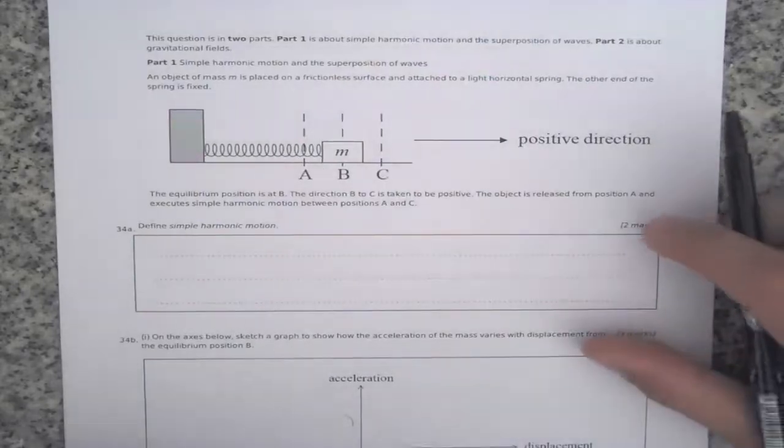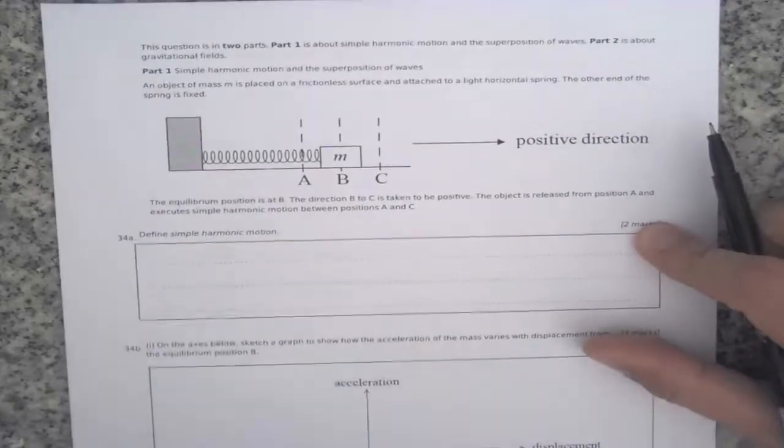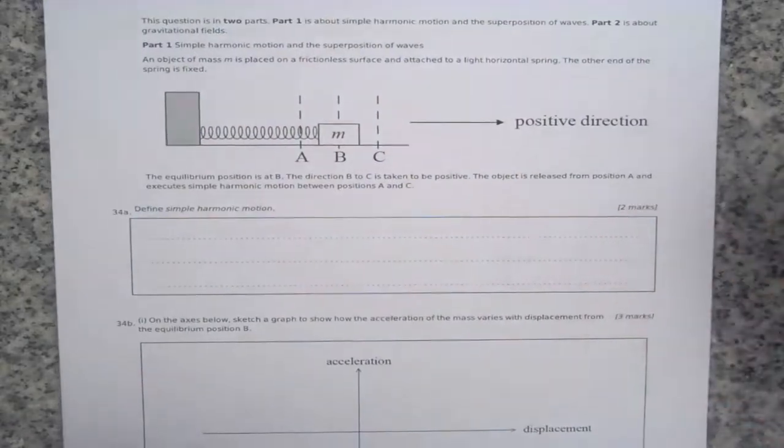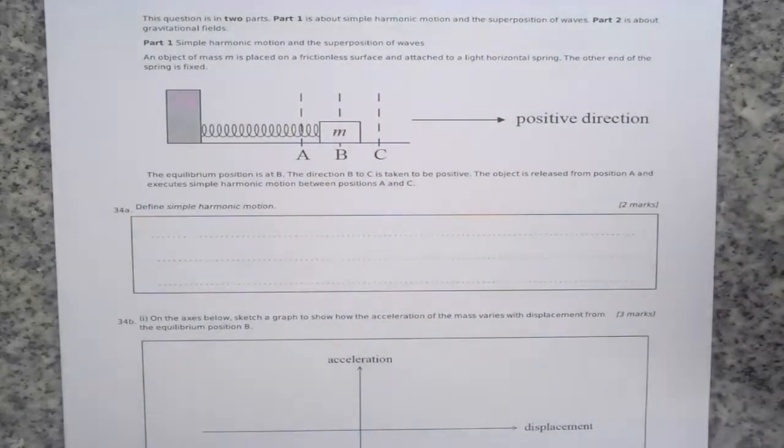34a. Define simple harmonic motion. So this is one of the questions that you very often see, and I'm always saying to my students that these are the questions that give you extra marks. You cannot lose marks on questions based on definitions. So what do we have to say here?